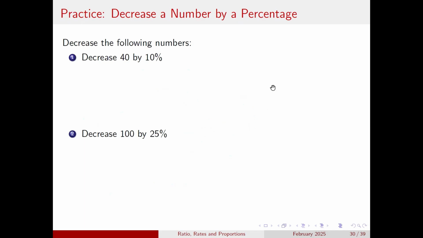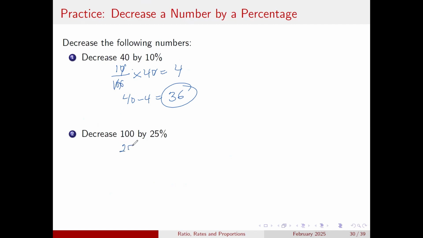So practice examples. Decrease the following numbers. Number 1, decrease 40 by 10%. So what do we do? First of all, let's find 10% of 40. And that is 4. So to decrease 40 by 10% of 40, which is 4, I'm going to have 40 minus 4, which is now 36. Then secondly, decrease 100 by 25%.